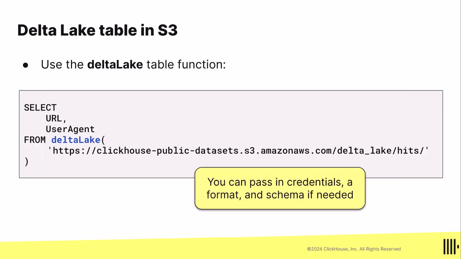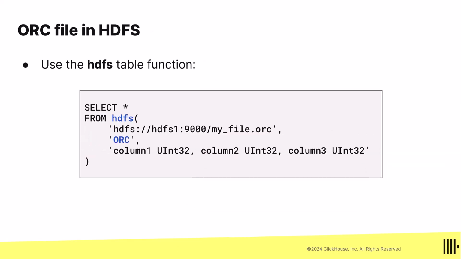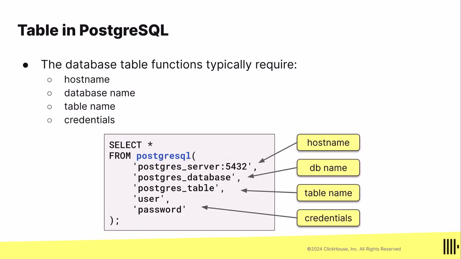Very convenient. You got a Delta Lake table in S3, there you go. Just use the Delta Lake table function. You have an ORC file in the Hadoop file system? Well, use the HDFS table function. Here I specified ORC and specified a schema for whatever reason, just to demonstrate that sometimes you pass in the schema and sometimes you don't.